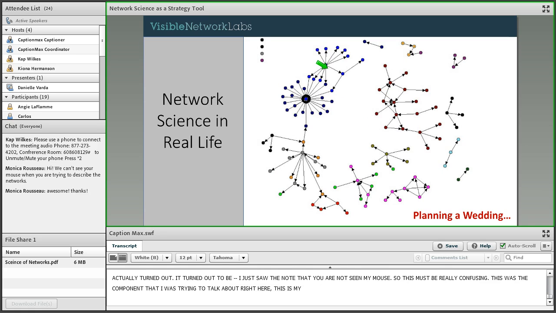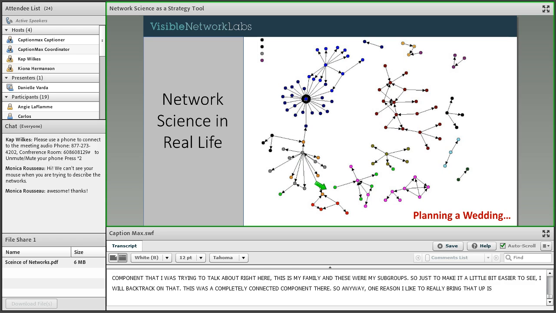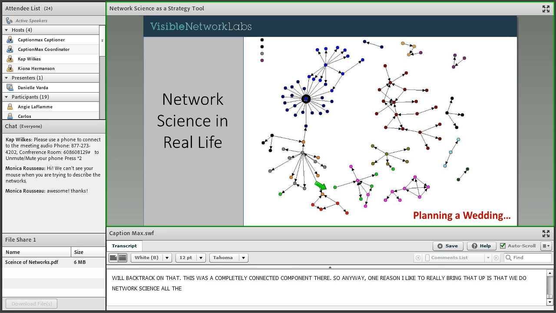So it's turned out to be, oh, I just saw the note that you're not seeing my mouse, so that must be really confusing. Let me see if now I have a pointer. Here we go. This was the component that I was trying to talk about right here. This was my family, and these are my subgroups. So just to make it a little bit easier to see, I'll backtrack on that. But this was the completely connected component there.